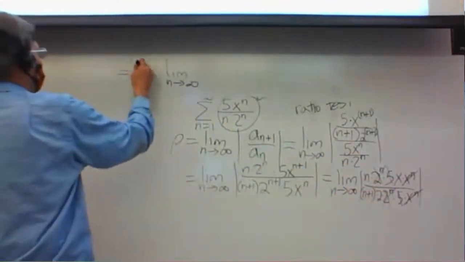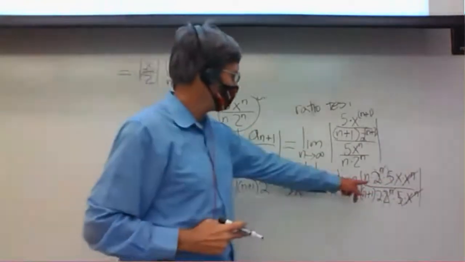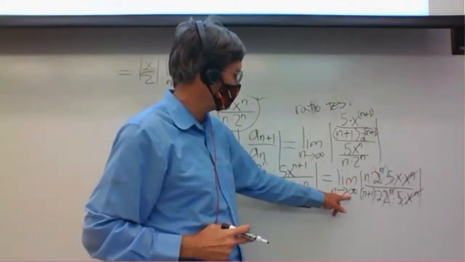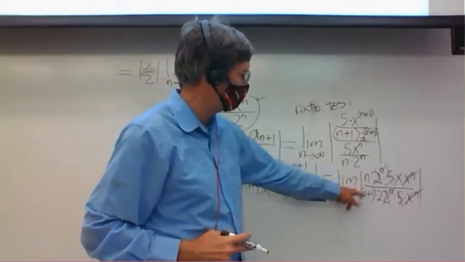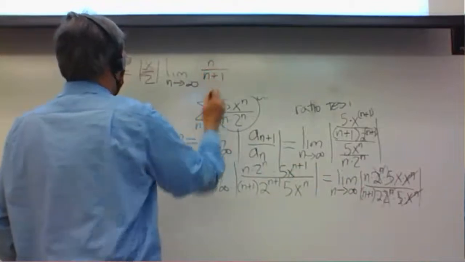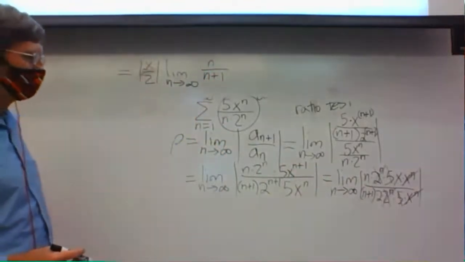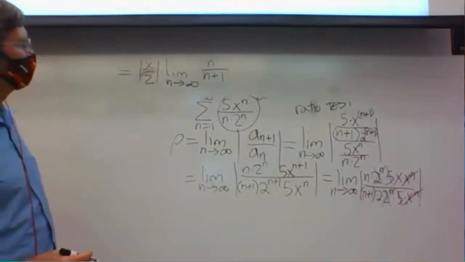So I pull out absolute value of x over 2. But the n has to stay inside, right? I'm taking the limit as n changes, so I can't pull n out. I've got n over n plus 1 left. But I can drop the absolute value because they're positive. So I would change it to that. I'll just pull the absolute value of x over 2 out. Leave the n over n plus 1 in.